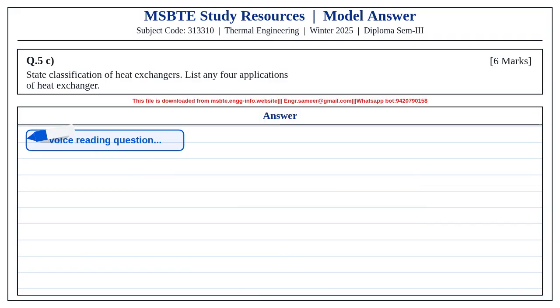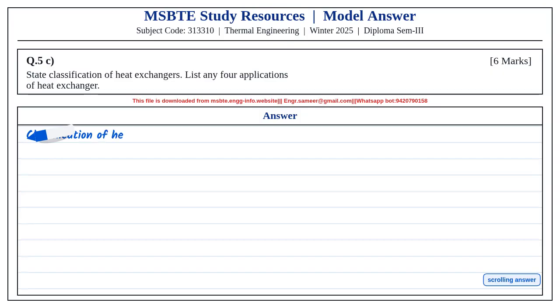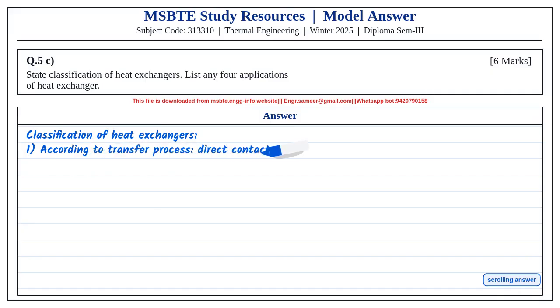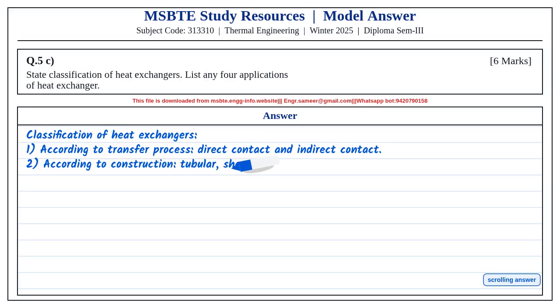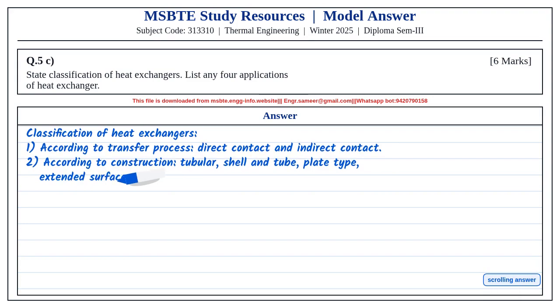Question 5c. State classification of heat exchangers. List any 4 applications of heat exchanger. Heat exchangers are classified according to transfer process as direct contact and indirect contact type. According to construction, they are tubular, shell and tube, plate type and extended surface type.